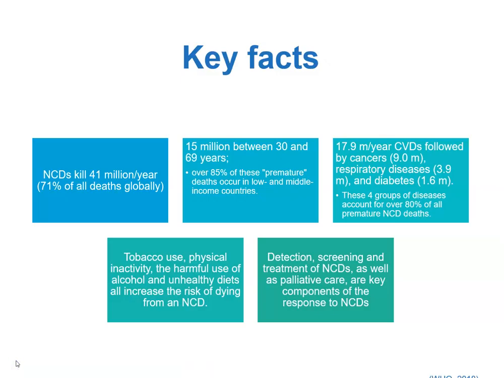Here are some general key facts related to chronic diseases. NCDs kill more than 40 million a year, which is almost 70% of all deaths globally. 15 million of them are in the age between 30 and 70 years. 85% of these premature deaths occur in low and middle income countries. The major four killers of NCDs are cardiovascular diseases, cancers, respiratory diseases, and diabetes.